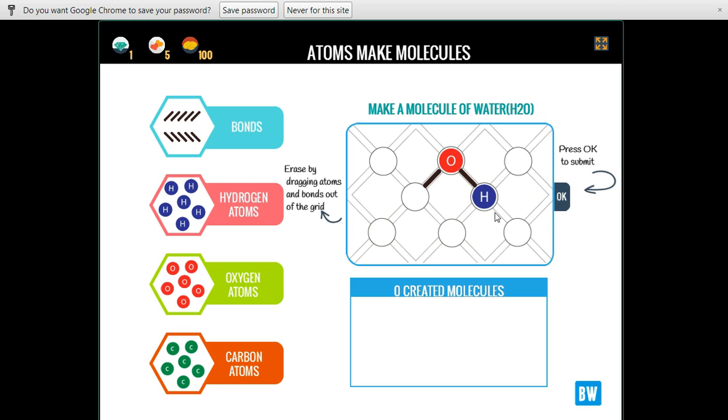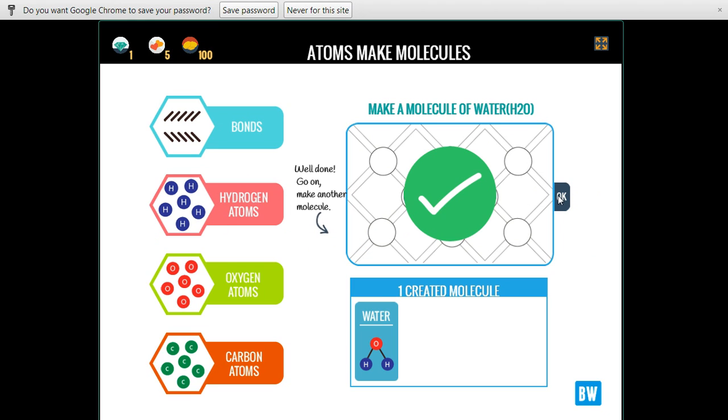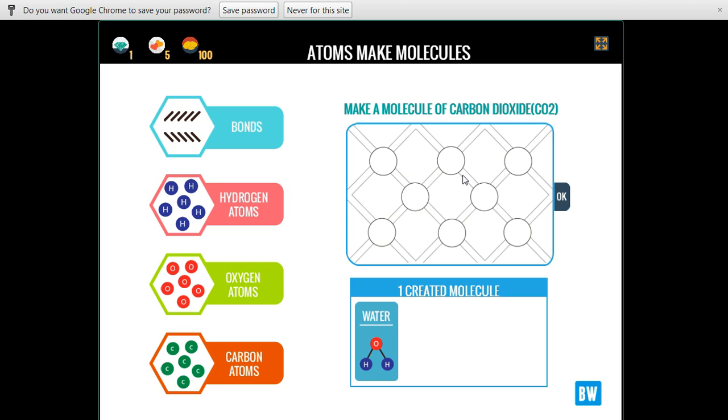Here I haven't finished all the steps, so I need to finish it. So I'll put the hydrogen atom back and submit. That's right. So now it asks me to make another carbon dioxide molecule. So the child needs to research. We have the theory section, and so he or she can study or read the story or the infographic there to understand how these molecules are formed. That knowledge will help them here.